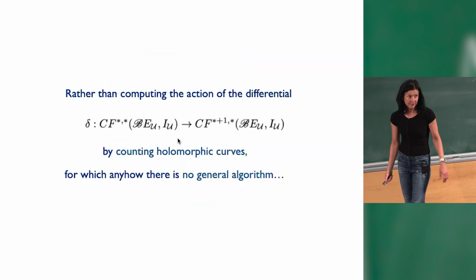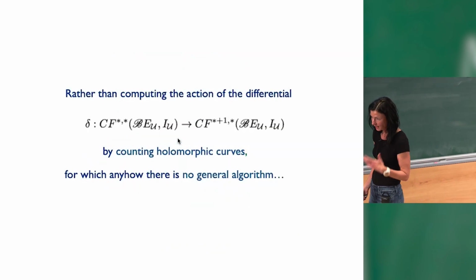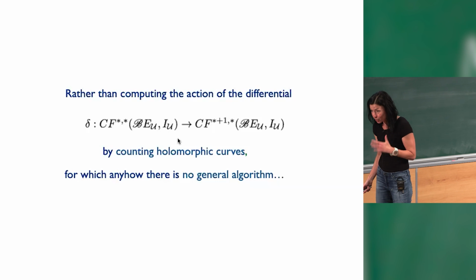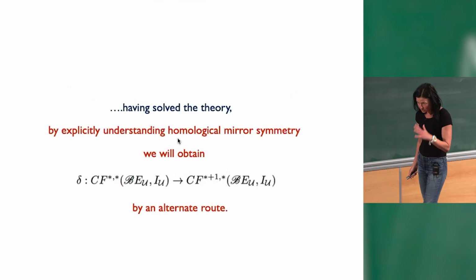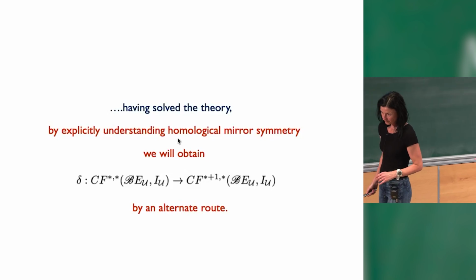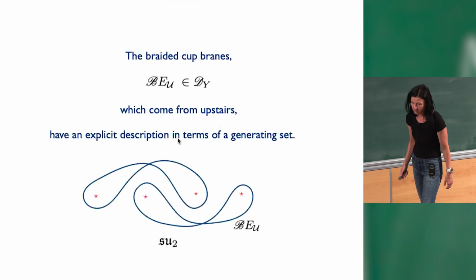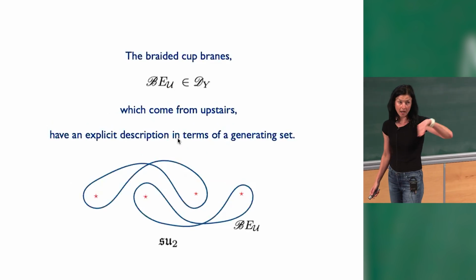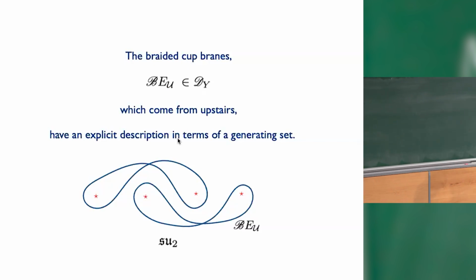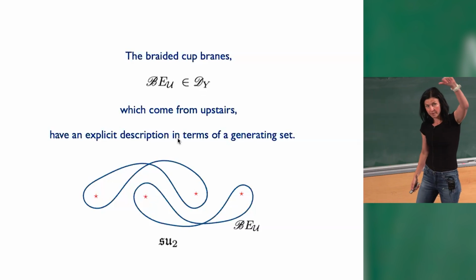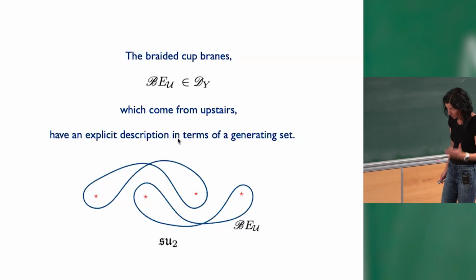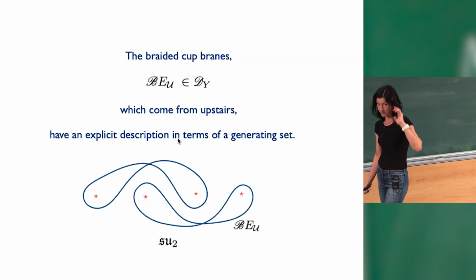Now, rather than computing the action of the Floer differential by counting holomorphic curves, as you would need to by definition, and for which there's no general algorithm, having solved the theory, having understood homological mirror symmetry as well as we did, there's an alternate route to compute the Floer differential without counting any curves. So these braided cap branes, these are figure 8 branes that you braid by moving positions of punctures on the Riemann surface around, they all come from upstairs, the images of the functor that sends the upstairs cap branes down. They turn out to have an explicit description in terms of that set of T branes.